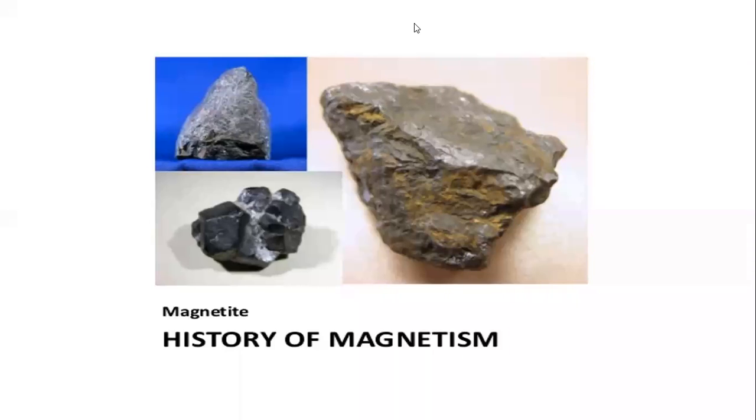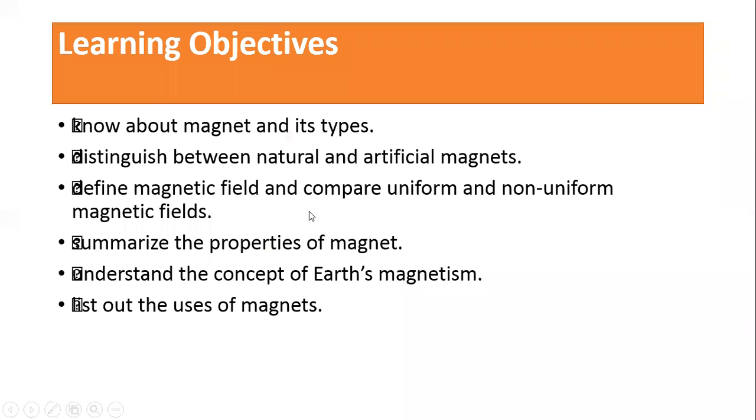Natural magnets, which means we are getting from the nature. Is it a natural magnet or an artificial magnet? Natural, because we are getting it from nature, rocks and minerals. So that is why it is called a natural magnet. You got it, everybody?